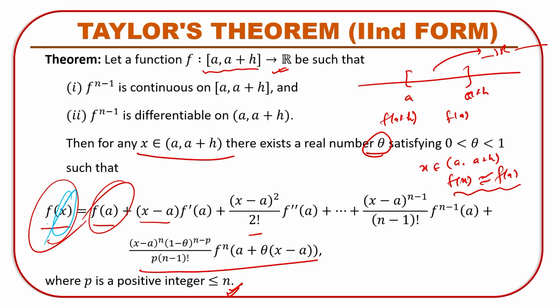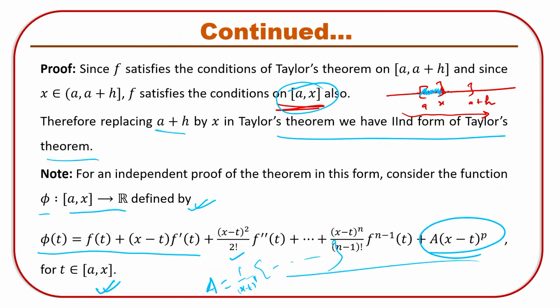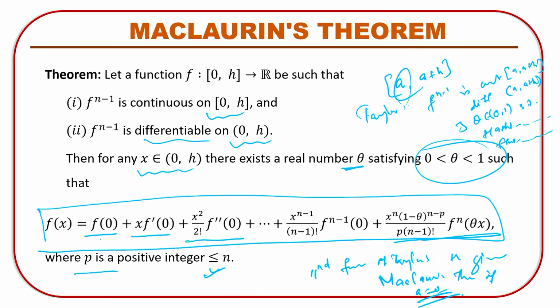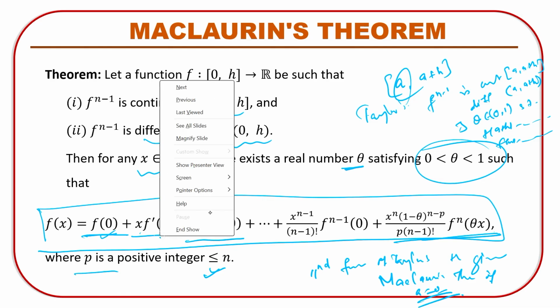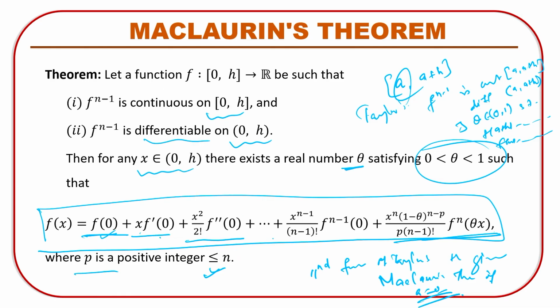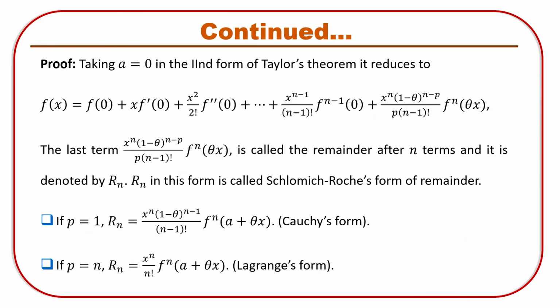So, see here, f of x equal to f of a plus x minus a into f dash of a and so on. So, put a equal to 0 everywhere. What will it give? f of x equal to f of 0 plus x into f dash of 0, plus x square by factorial 2 into f double dash of 0, and so on. So, that is Maclaurin's theorem, and these two statements are quite important to find out.